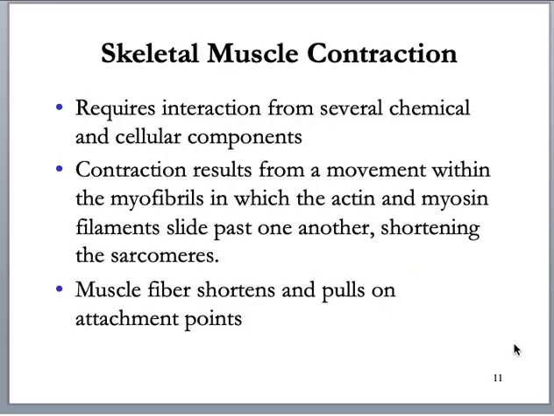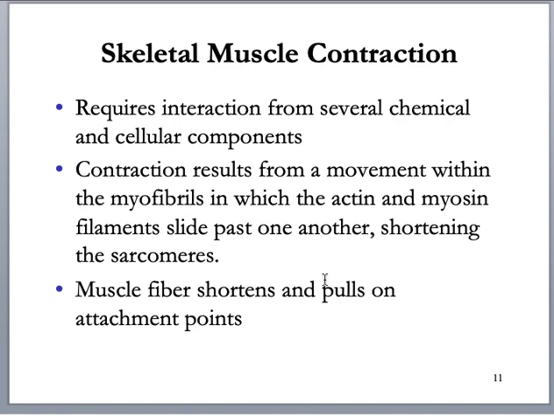So, skeletal muscle contraction requires interaction from several chemical and cellular components. I've already described a couple of those for you, and I posted 2 really helpful videos for you to watch, and I will tell you when you should watch those in this video. So contraction results from a movement within the myofibrils in which the actin and myosin filaments, remember, slide past one another. They do not shorten. The actin and myosin do not shorten. The sarcomere shortens, but the length of the filaments do not.